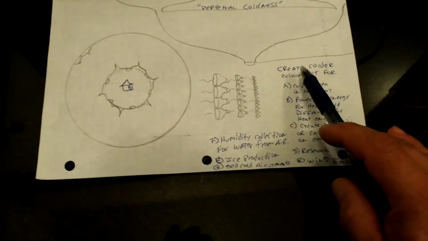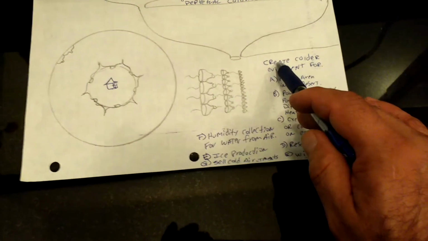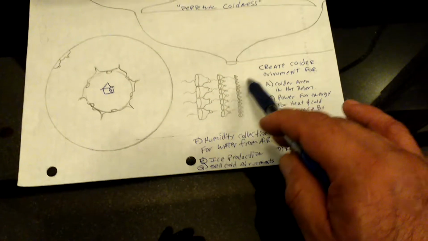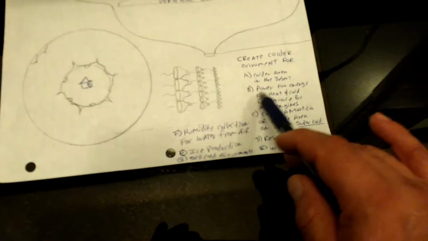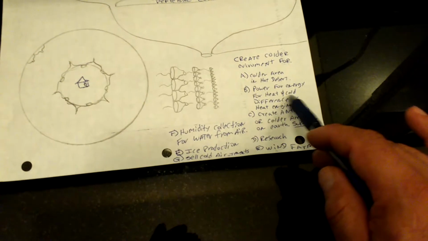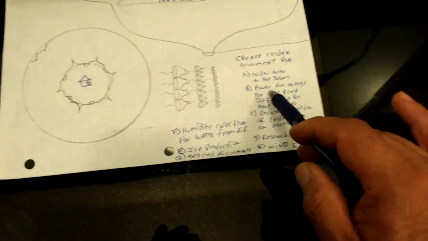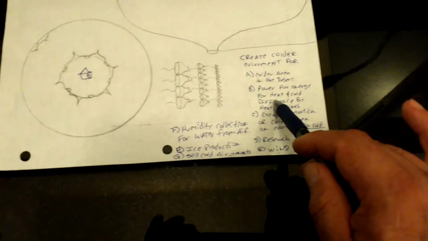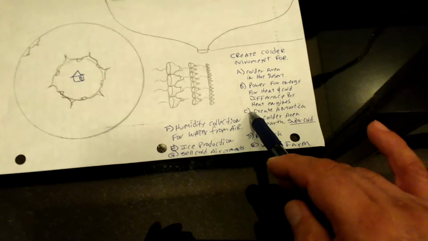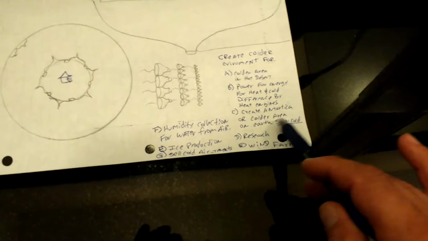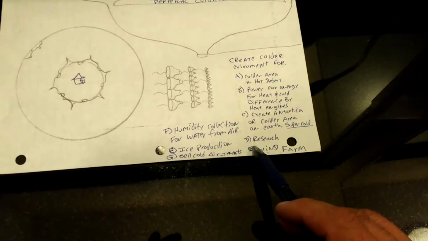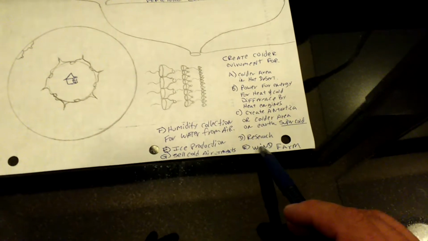I get the purpose right here. C, let's say, I'm sorry, it could be for a colder area in a hot desert. B, I'm sorry, power for energy, for heated and cold differences by heat engines. In other words, you can use it for power companies to make electricity. C, create an Antarctica or colder area on Earth, or basically super cold. D, for research. E, for wind farm.